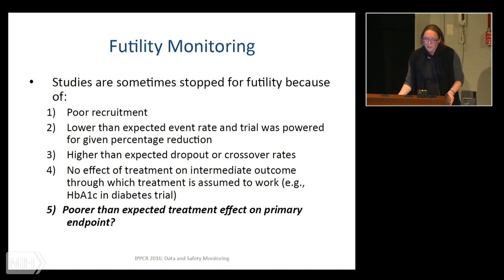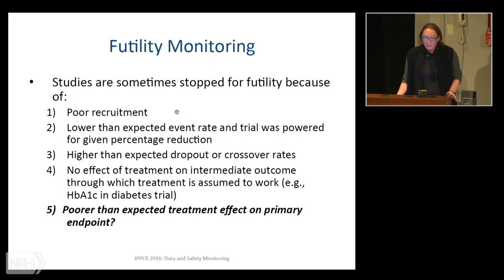So there's many reasons why you would actually want to think about what's called a conditional power analysis, which is, given the trend so far, what's the likelihood you would have a positive result at the end given the planned analysis. And so that's one way of being futile.